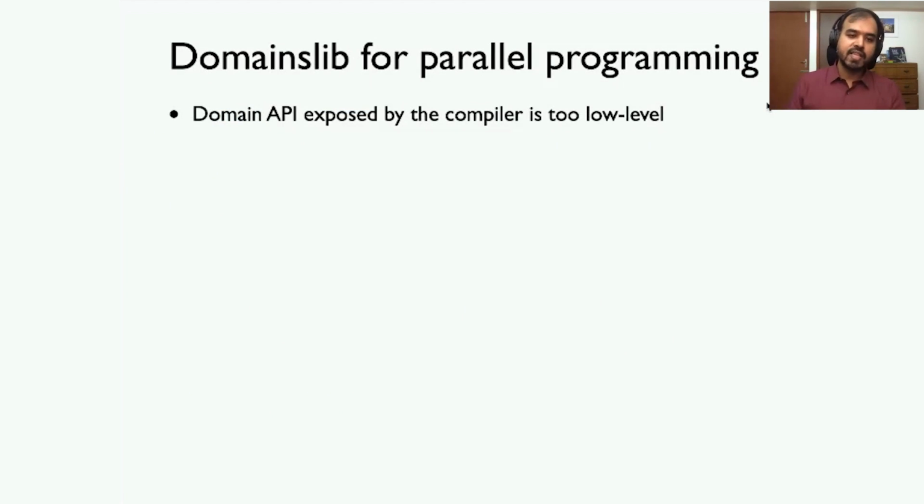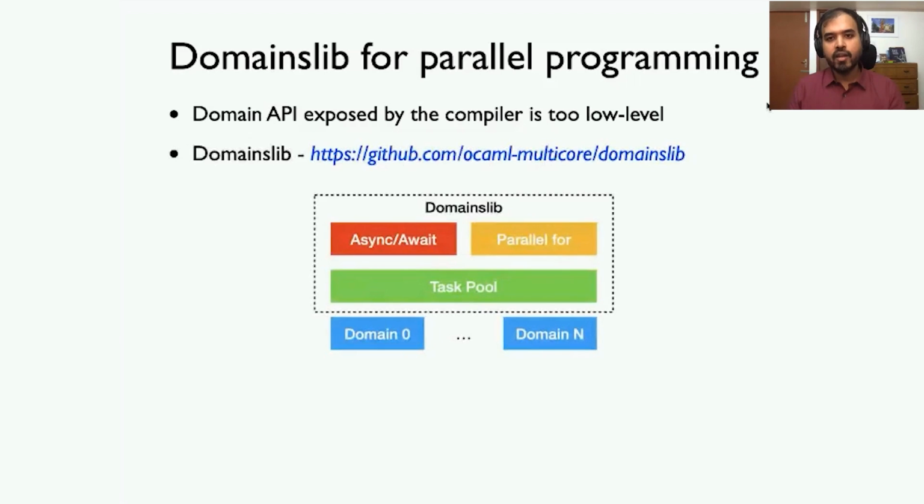So the thing that we observe is that the API that is exposed by the compiler is too low level for the end user. So what we have done is we have developed a library called Domainslib, which gives you a higher level abstraction over domains. In particular, it gives you a task pool abstraction, which allows you to share tasks between the domains by work stealing. And we have an async await mechanism for recursive nested parallel programs. And we have an OpenMP style parallel for, reduce and scan for writing programs that are amenable to that sort of parallelism.